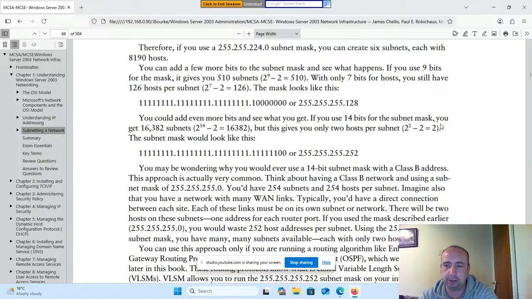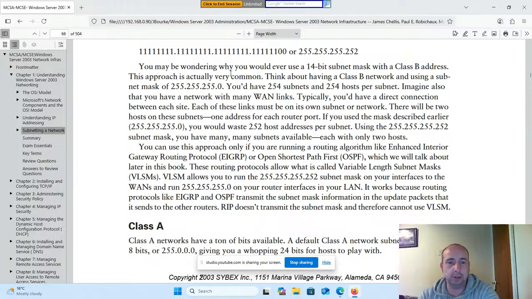If you use 14 bits for the subnet mask, you get 16,382 subnets: 2 to the power 14 minus 2 equals 16,382, but this gives you only 2 hosts per subnet: 2 to the power 2 minus 2 equals 2. The mask is 11111111.11111111.11111111.11111100, or 255.255.255.252.